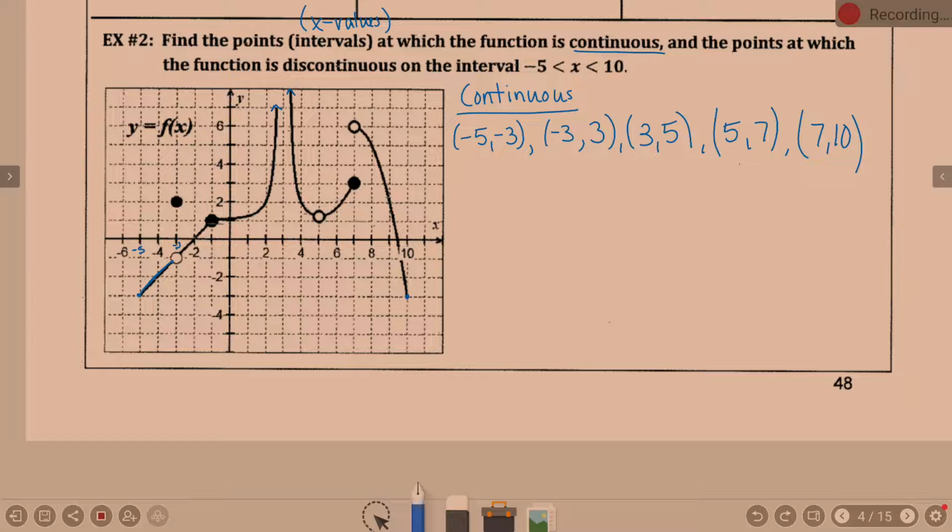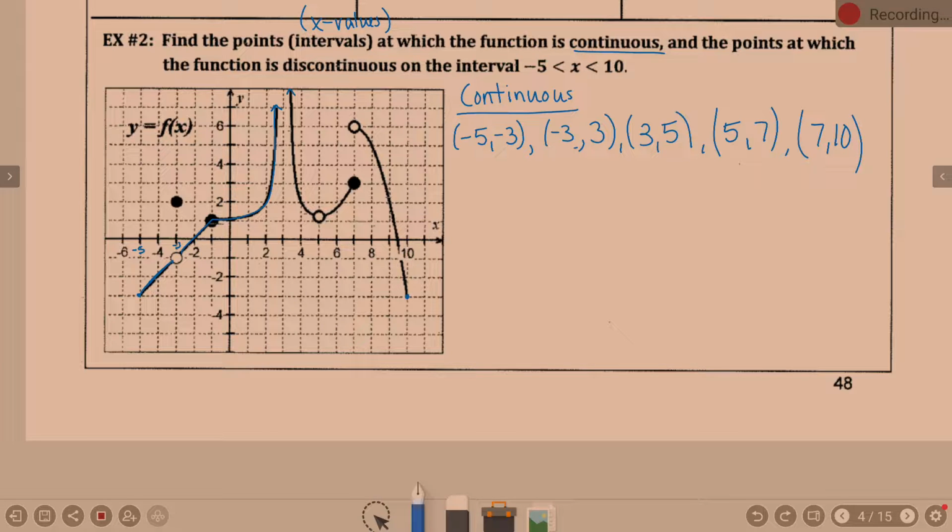Then I had to stop here at -3 because I can't just keep drawing. I have to pick up the pencil. It's no longer continuous, and it's discontinuous because of this hole right here. So my next interval still starts at -3. But as I'm going, this dot is filled in so I can keep going. And I'm going all the way up here. So this interval, I started at -3.